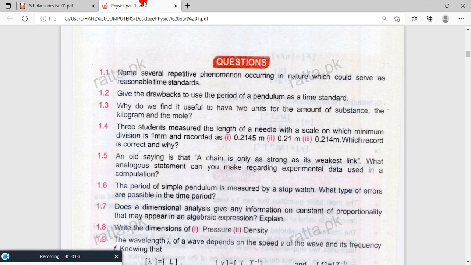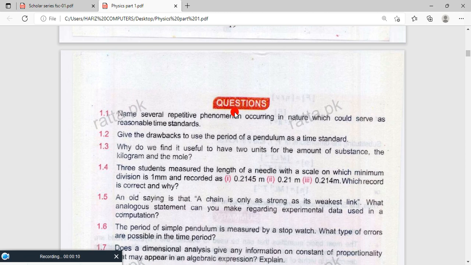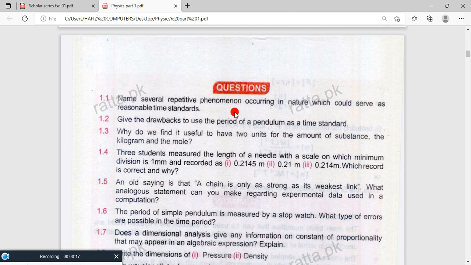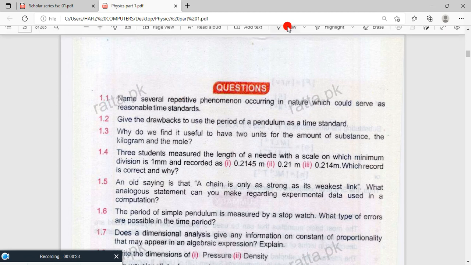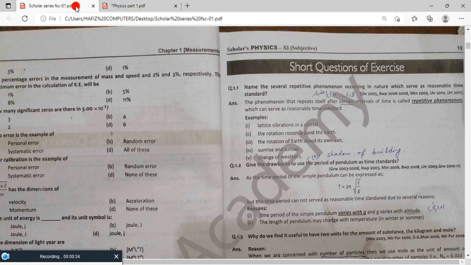In this video, we will mainly discuss the short questions of the book exercise given at the end of this chapter. The first short question is: name several repetitive phenomena occurring in nature which could serve as a reasonable time standard. First we should know what repetitive phenomena are, then we will name them. For this, I will be using the Scholar series.